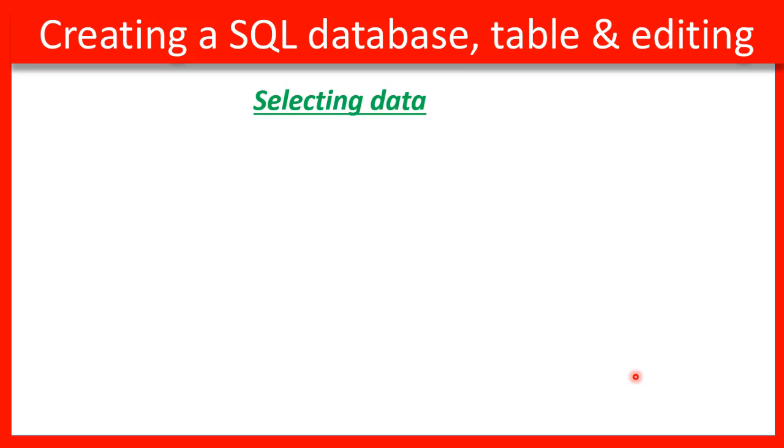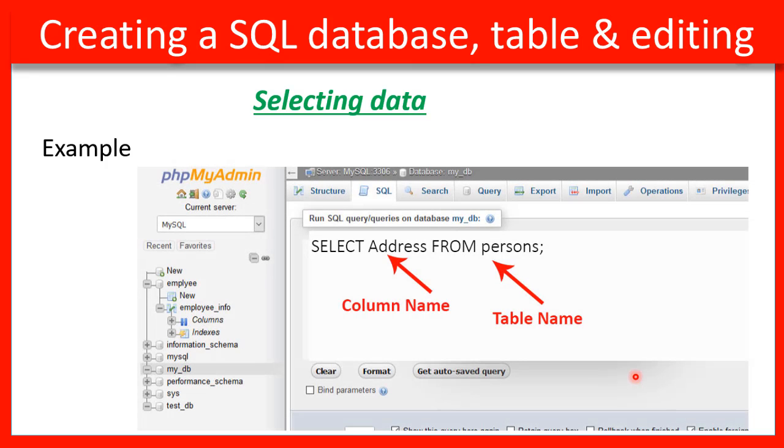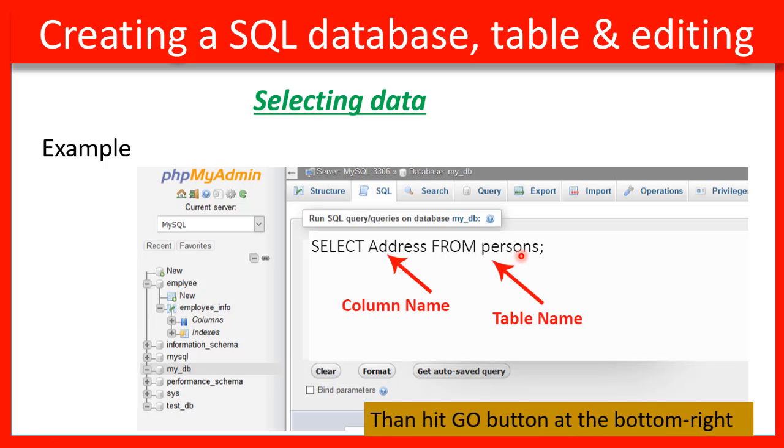Now, how to select data from a data table? To select data from a table, you should first write select, and then your column name. If you want to select ID, you must write ID here. If you want to select the name, you write name here, and from where you want to select: persons is the table name. Previously we created a table named person. Then hit the Go button.